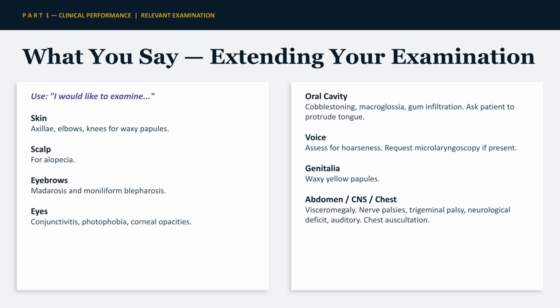I would like to assess the voice for hoarseness, and if present, request microlaryngoscopy. I would like to examine the genitalia for waxy yellow papules. I would like to palpate the liver and spleen for visceromegaly. I would like to perform a chest auscultation. I would like to perform a CNS examination, including assessment for nerve palsies, trigeminal palsy, and any neurological deficit. I would also perform an auditory examination.